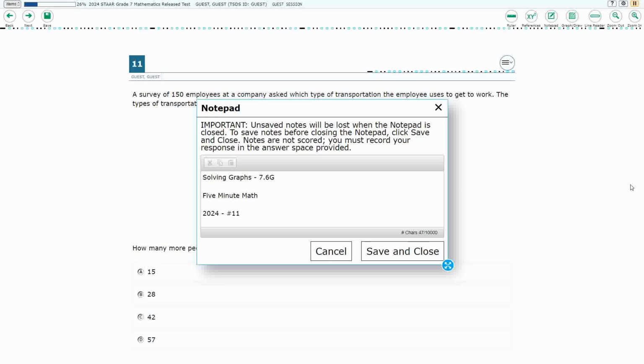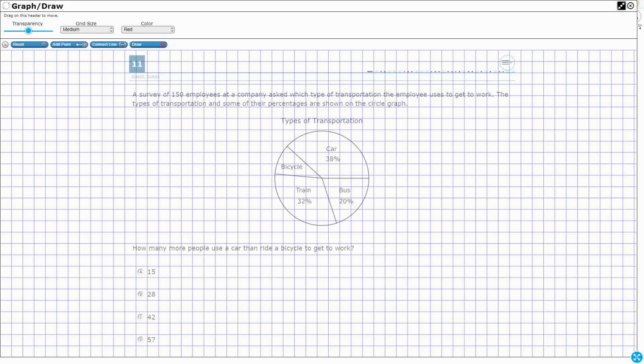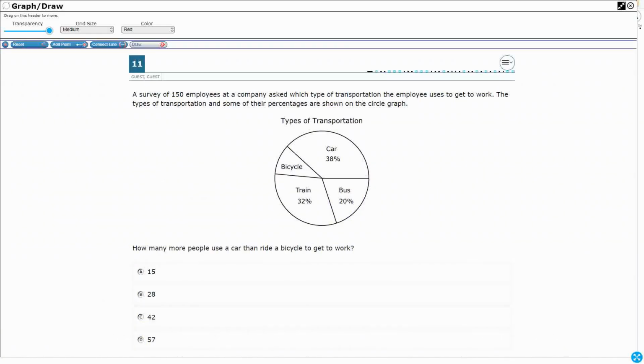Today we are looking at the 7th grade concept of solving graphs. This is standard 7.6G in the great state of Texas, and we are using item number 11 of the 2024 released STAAR test. If you haven't done so already, please go ahead and take a moment to pause the video, work this problem out on your own, unpause it, and we will look at our answers together.